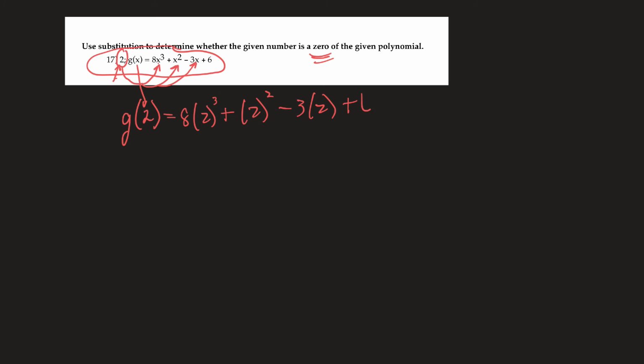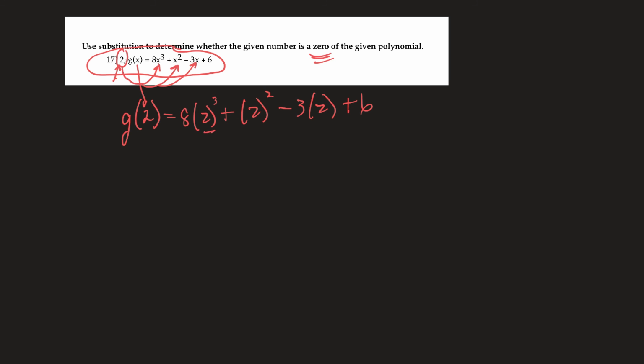The same thing could be said, for instance, if the infection rate of a certain virus is defined by this function. You can say, after 2 days, what would be the number of viruses? You could take that 2 and plug it in, like I said, wherever there's an x. So I'm going to find the value of the function g when I plug a 2 in for x. It's equal to 8 times 2 cubed plus 2 squared minus 3 times 2 plus 6.